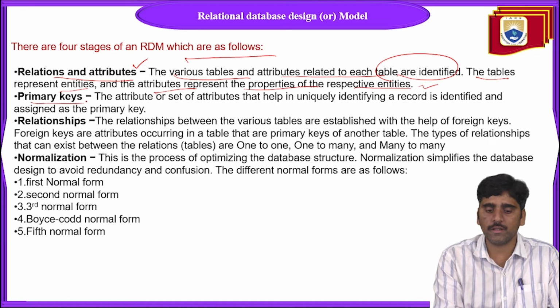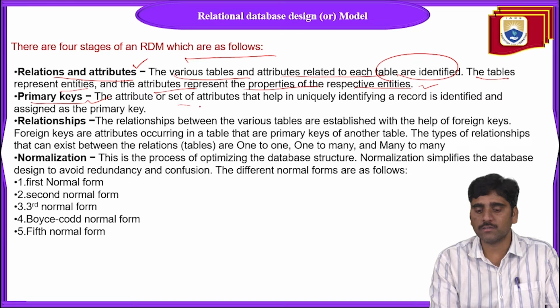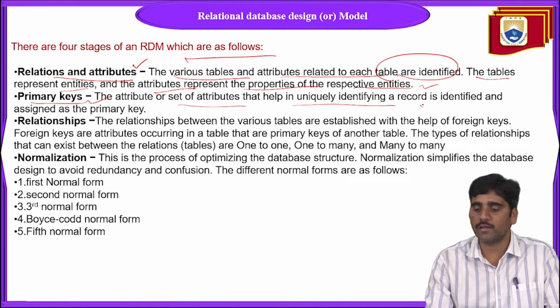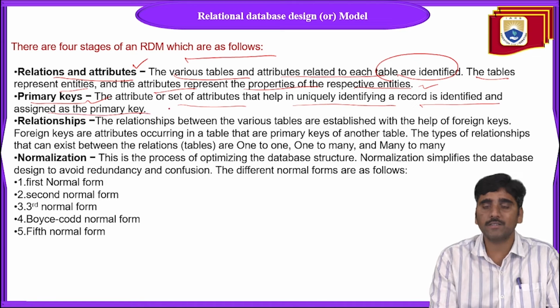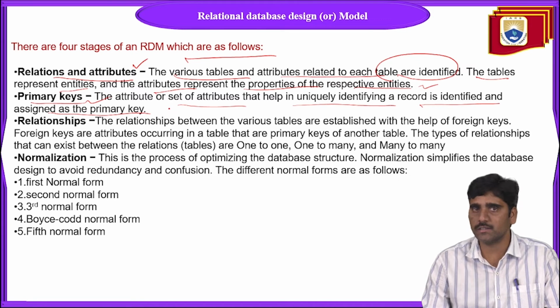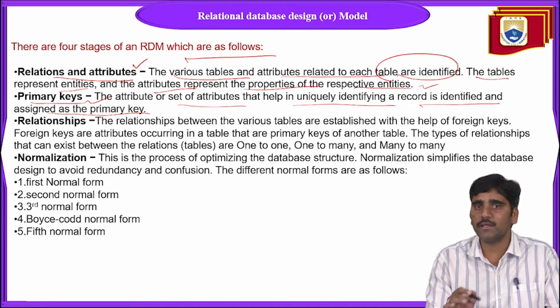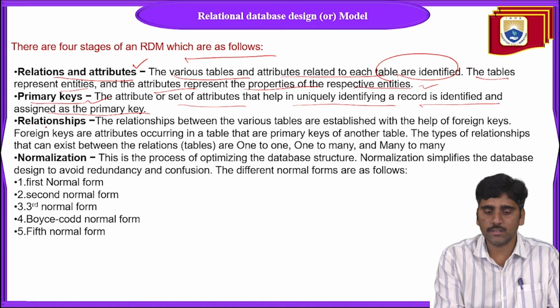Next one, primary keys. So the attribute or set of attributes that help in uniquely identifying a record is identified and assigned as the primary key. So the primary key is a tool for interacting those two tables and the relationships.